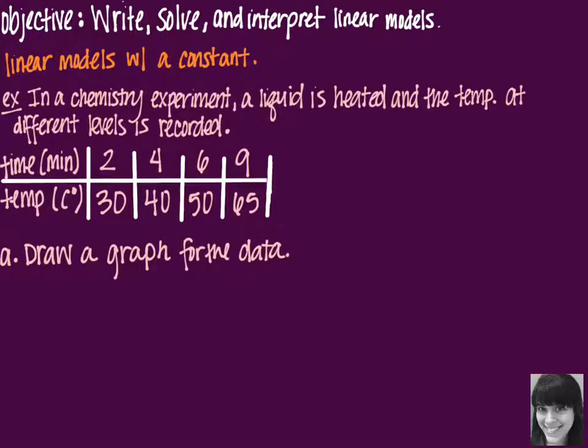In a chemistry experiment, a liquid is heated and the temperature at different times is recorded. So we have a table of information. We want to draw a graph for this data, and this is going to be really simple. Again, make sure that you're using your straight edge to make your graphs. Then the x-axis.